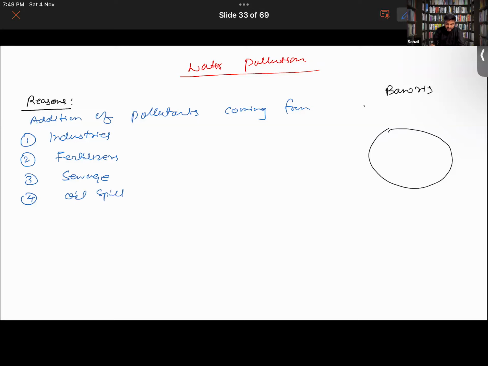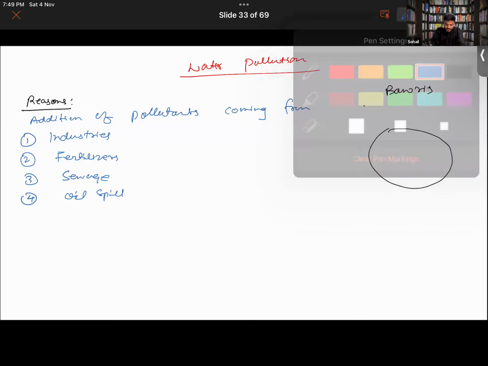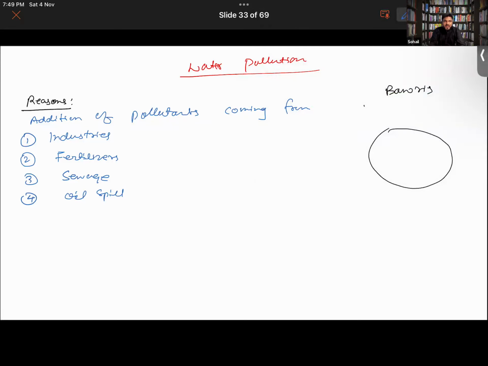Okay, oil spill. And boiling water? Not in particular, but you can take boiling water. That's a different thing, right? So we can take fertilizers. You can also include insecticides, and weedicides can also be included in this one. Getting it now?